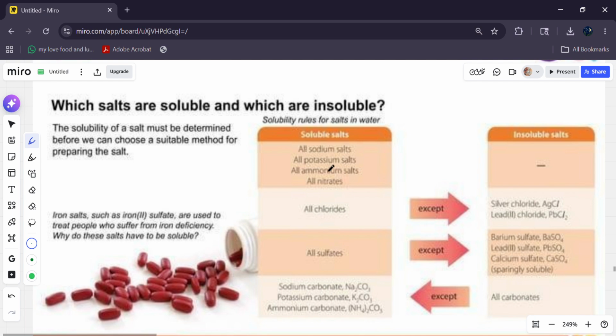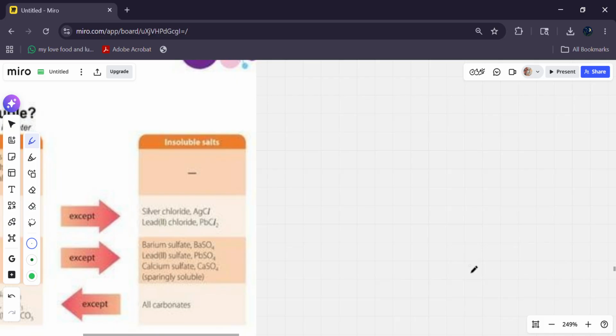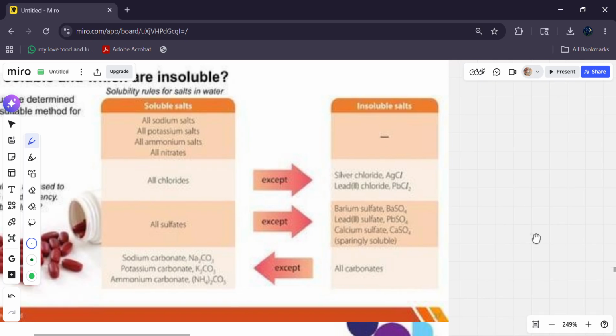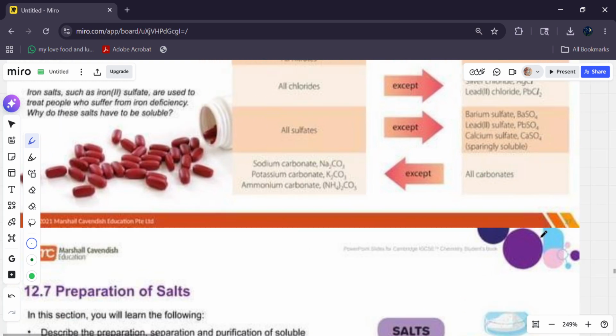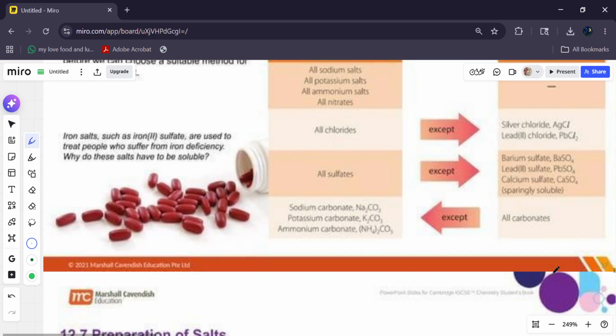All chloride salts are soluble except silver chloride and lead(II) chloride. And all sulfate salts are soluble except barium sulfate, lead sulfate, calcium sulfate, and which is sparingly soluble. And all carbonates are insoluble except sodium carbonate, potassium carbonate, and ammonium carbonate. And these are the rules of solubility of salts that can help you understand the solubility of salt when producing salts.